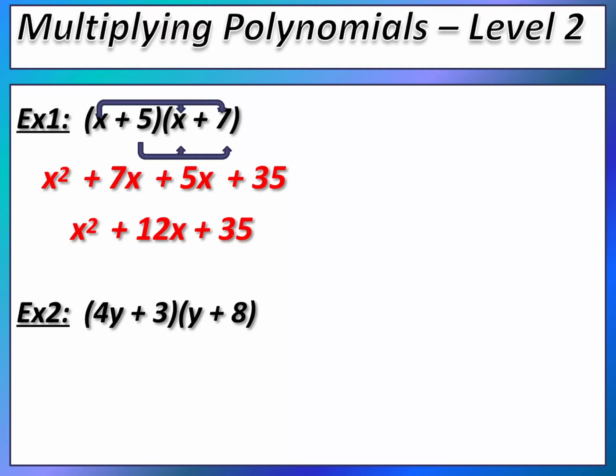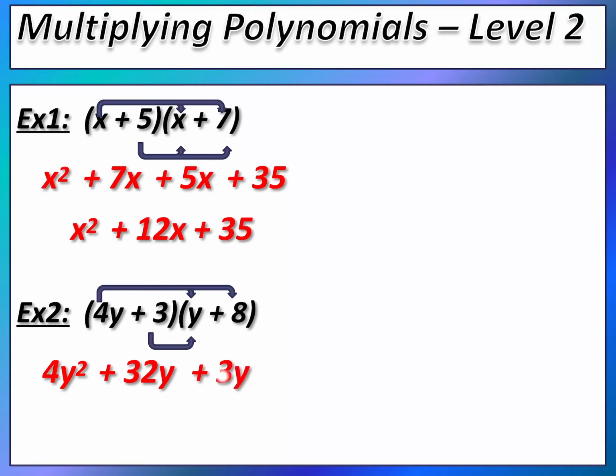Okay, we're going to do this again now. Example number 2. So first, 4y times y gets me 4y squared. 4y times 8, that's my outer, 32y. My inner terms are 3 times y. And my last is 3 times 8.